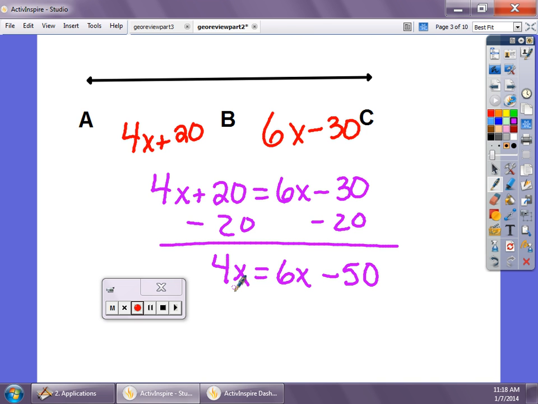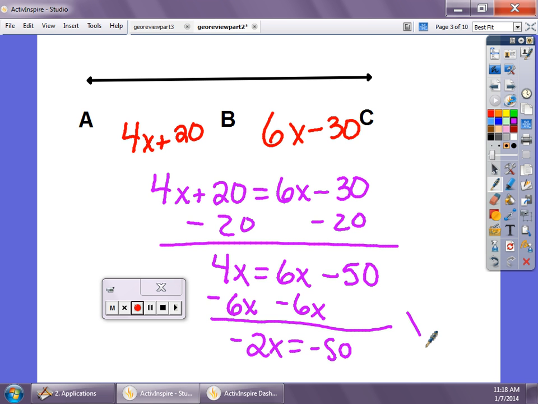Okay, if I move the 4x, remember that makes this a blank side. I never want a blank side. So let me move the 6x. So minus the 6x, and I get negative 2x equals negative 50. So what does x equal? Equals 25, because a negative divided by a negative is a positive. Okay, just in case. There you go. I divided by negative 2. Everyone okay with that? All right, keep on moving.